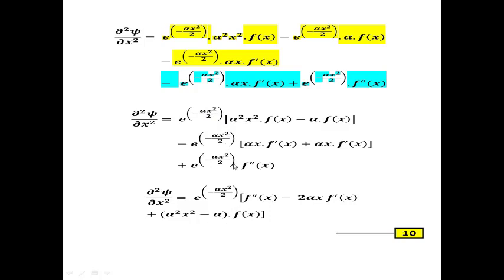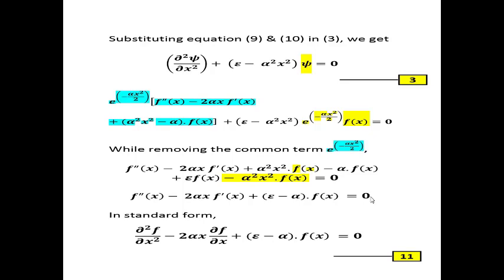So in all these 3 terms, you just notice that we have a common term of e power minus alpha x squared by 2. So if I take this term as constant, then I can get f double prime of x minus of, just notice f prime of x, we have 2 options, alpha x and alpha x. So it is 2 alpha x times f prime of x, and then plus alpha squared x squared minus alpha into f of x. So I got this equation by recombining the terms with respect to f of x, f prime of x and f double prime of x.